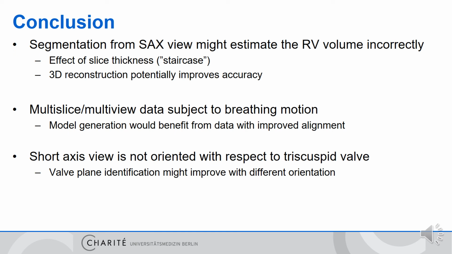So to conclude, we've seen that segmentation from the short axis view might estimate the right ventricle volume incorrectly, in particular because of the effect of the slice thickness. A 3D reconstruction of the right ventricle potentially improves the accuracy of the volumetry. We have also seen that the multi-slice and multi-view data is subject to breathing motion, and that the model generation would benefit from data with improved spatial alignment, either due to improved acquisition or, for example, some registration technique.